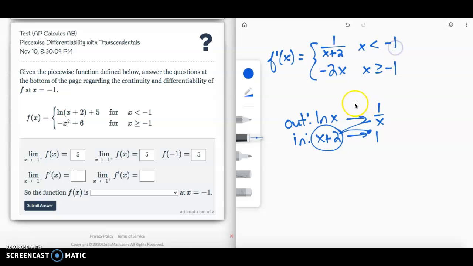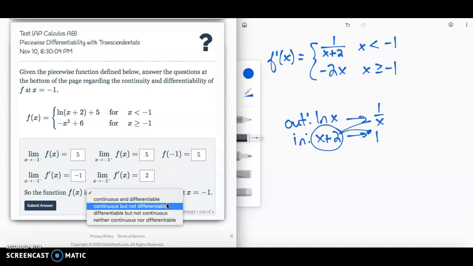Lovely. And so now it's basically saying we'll do the left and right hand limits here as well. So for my right hand limit here, if I plug in negative 1, I would get 2. If I do my left hand limit, I would get negative 1. So my function is continuous but not differentiable.